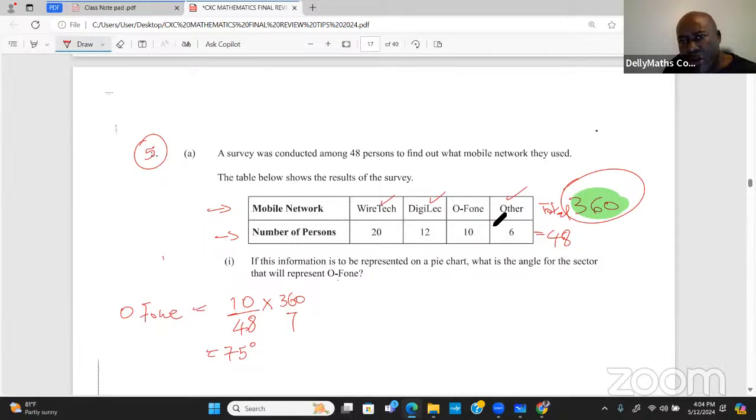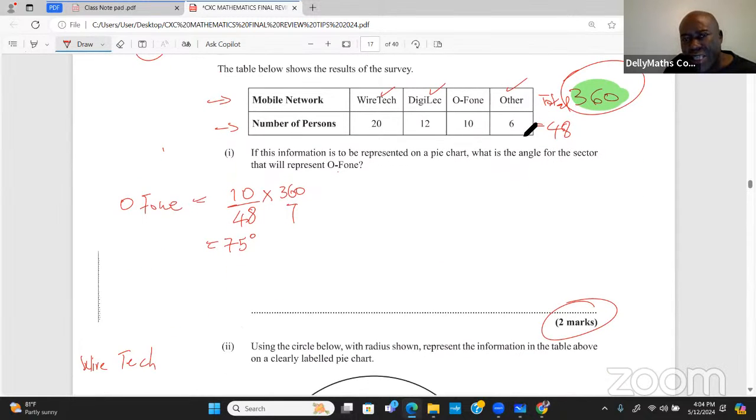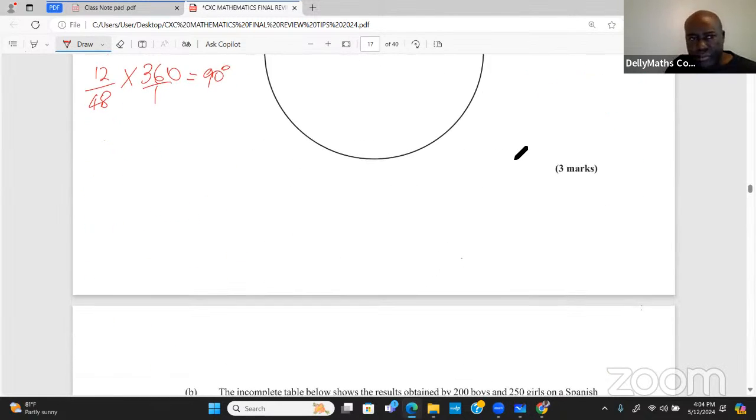Other is 6 out of the 48. It's a half of this, so it looks like it's 45. Well, let us check it. 6 out of 48 times 360. And this is the angle representation for others. So 6 divided by 48 times 360. All right, I'm getting 45 degrees.